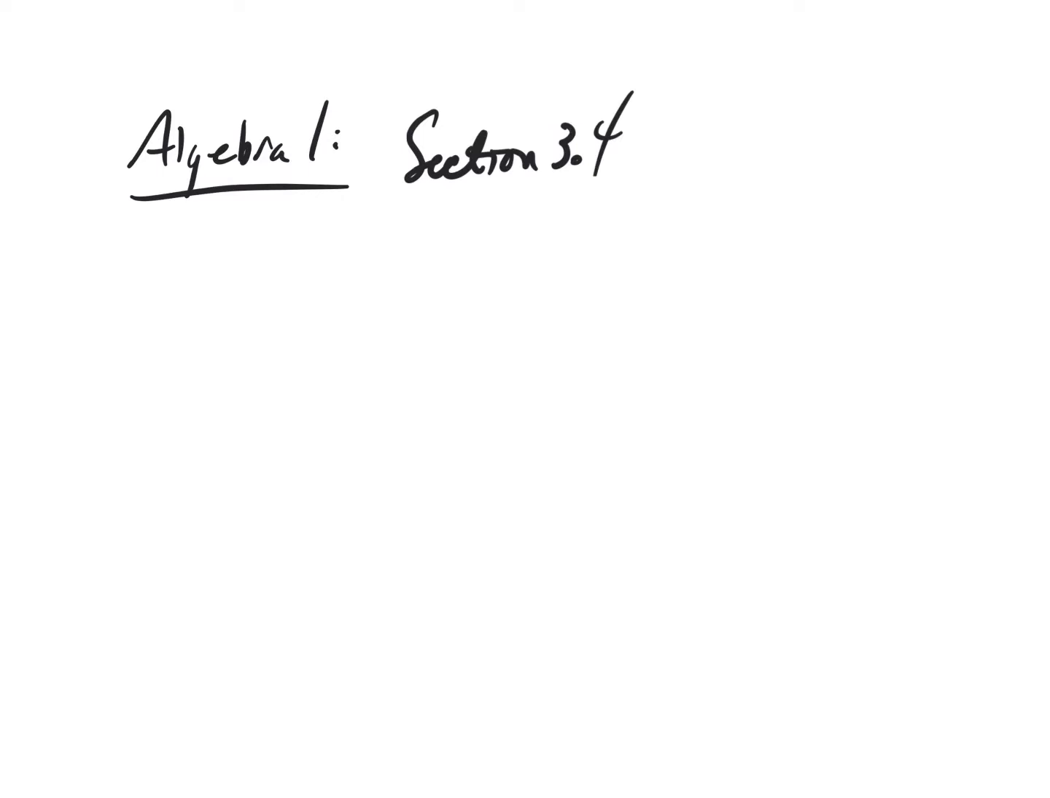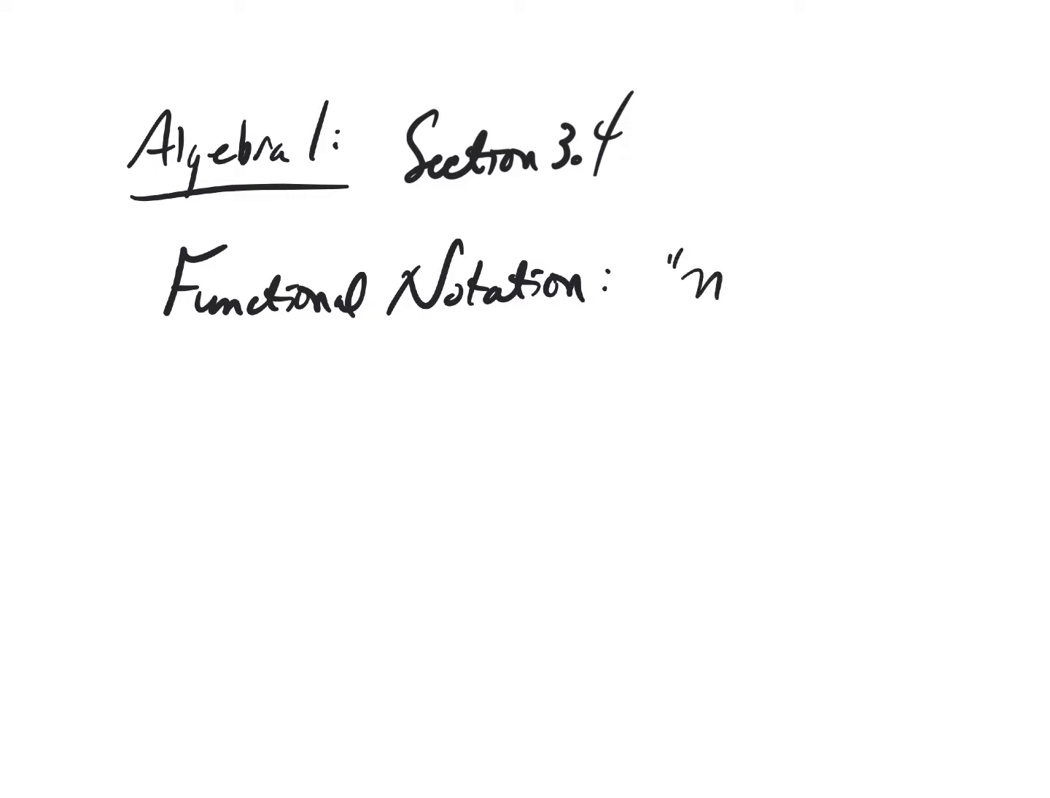Today we're going to finish up the rest of section 3.4. Yesterday we got started talking about functional notation. This was again the idea that we could offer names to different equations so that we could distinguish one from the other. So we've gone through that yesterday.